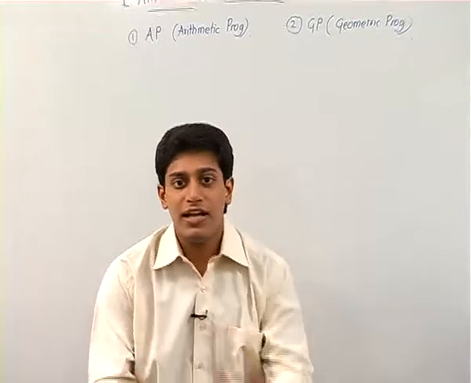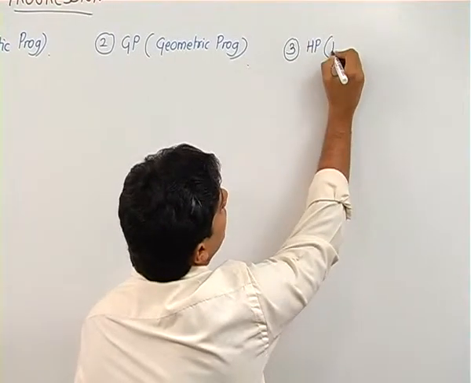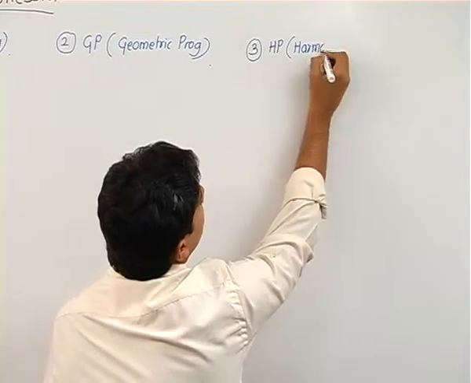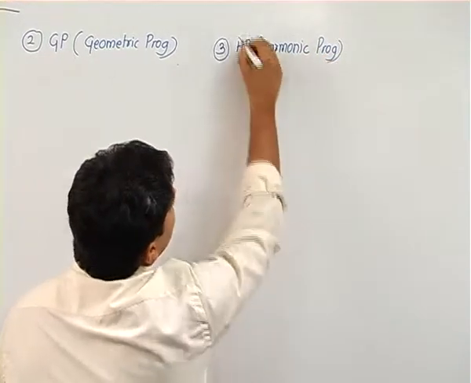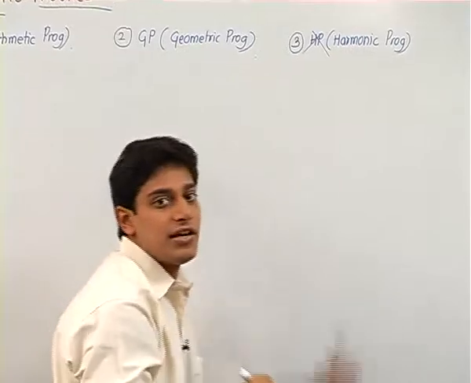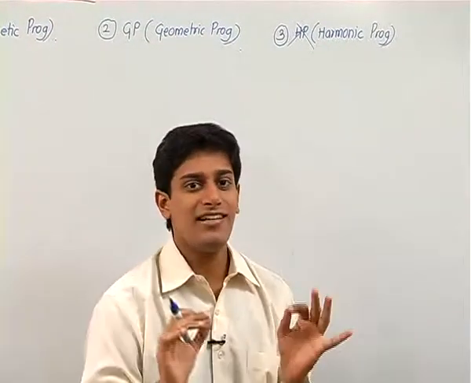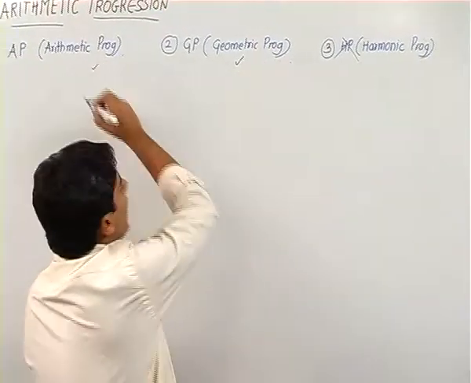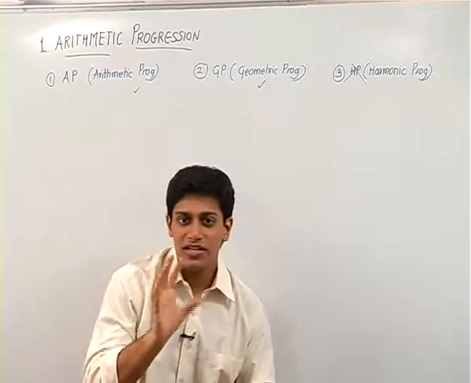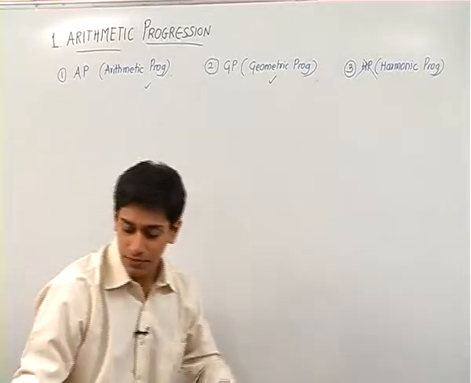And for your knowledge, there is one more type of progression, which is the third type. It is known as HP, which is harmonic progression. And to your luck, this has not been included in the syllabus. But this will come when you reach the 11th standard. But in this 10th standard, we are going to concentrate on geometric progression and arithmetic progression only. Let's start with arithmetic progression.